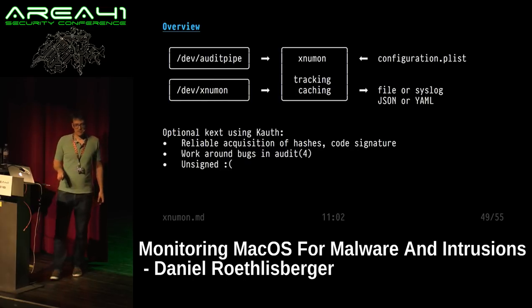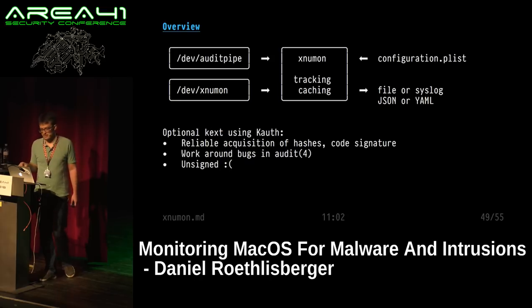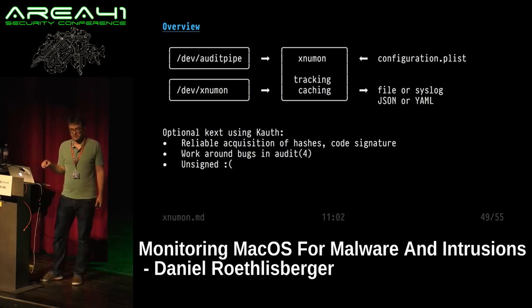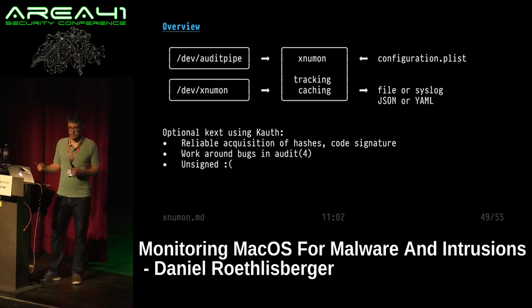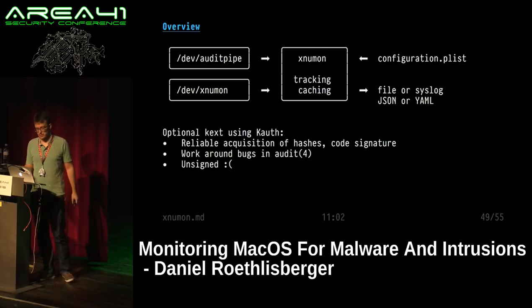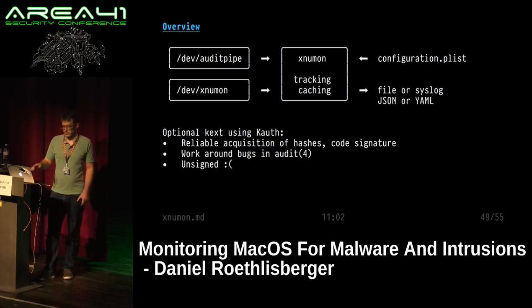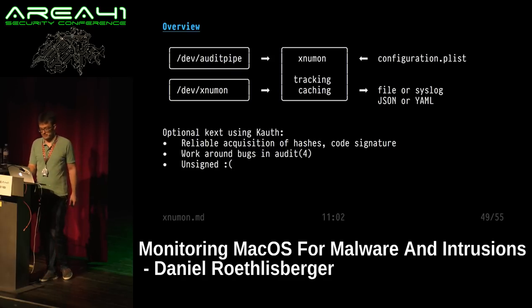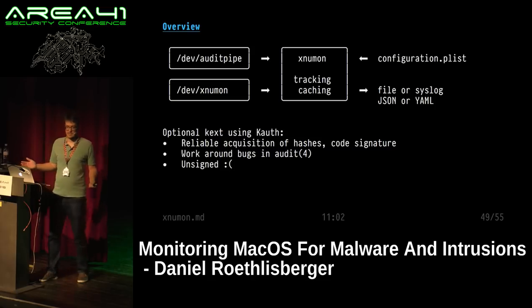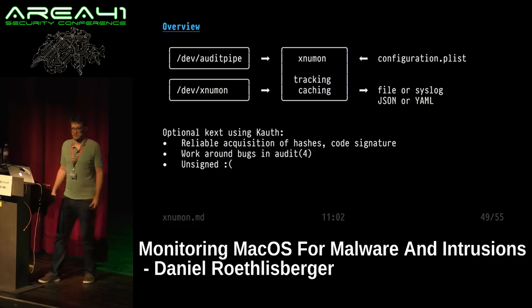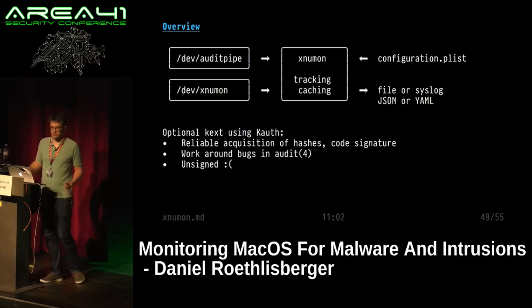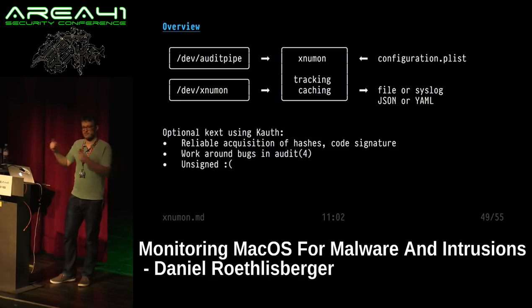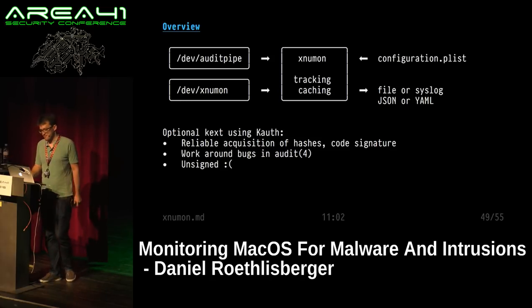The kernel extension is also very useful to work around a number of bugs that I found in Apple's audit framework in the kernel. It sometimes reports things wrongly, some missing information. Having a kernel module helps working around that. Problem is it's unsigned so far, because Apple is very restrictive in handing out certificates which allow to sign kernel modules, which is good for security, but it's bad if you want to improve security with a kernel module. I'm working on that.